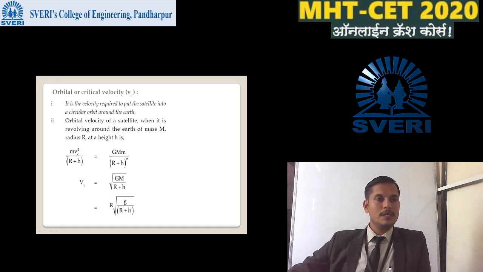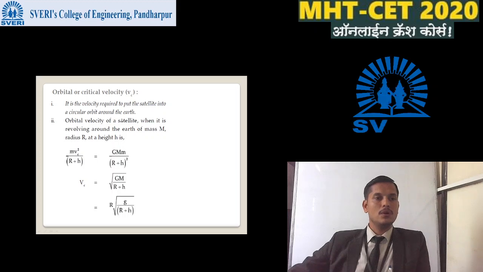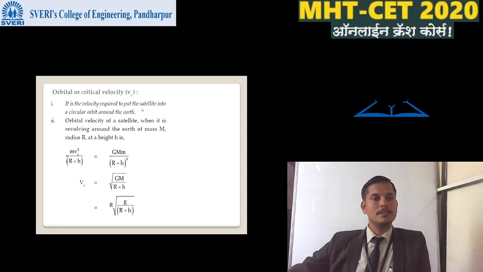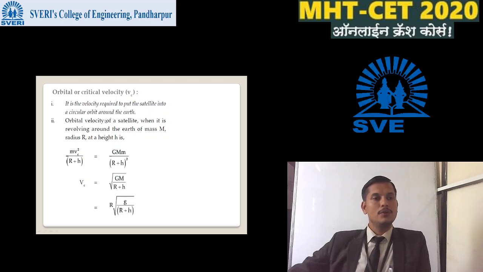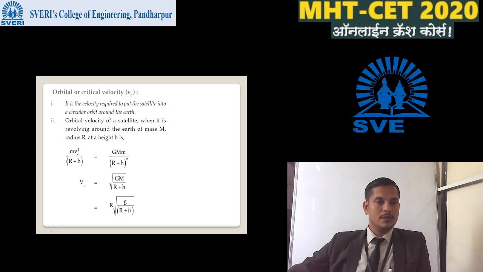Critical velocity, what is it? It is the velocity required to put the satellite into a circular orbit around the Earth.